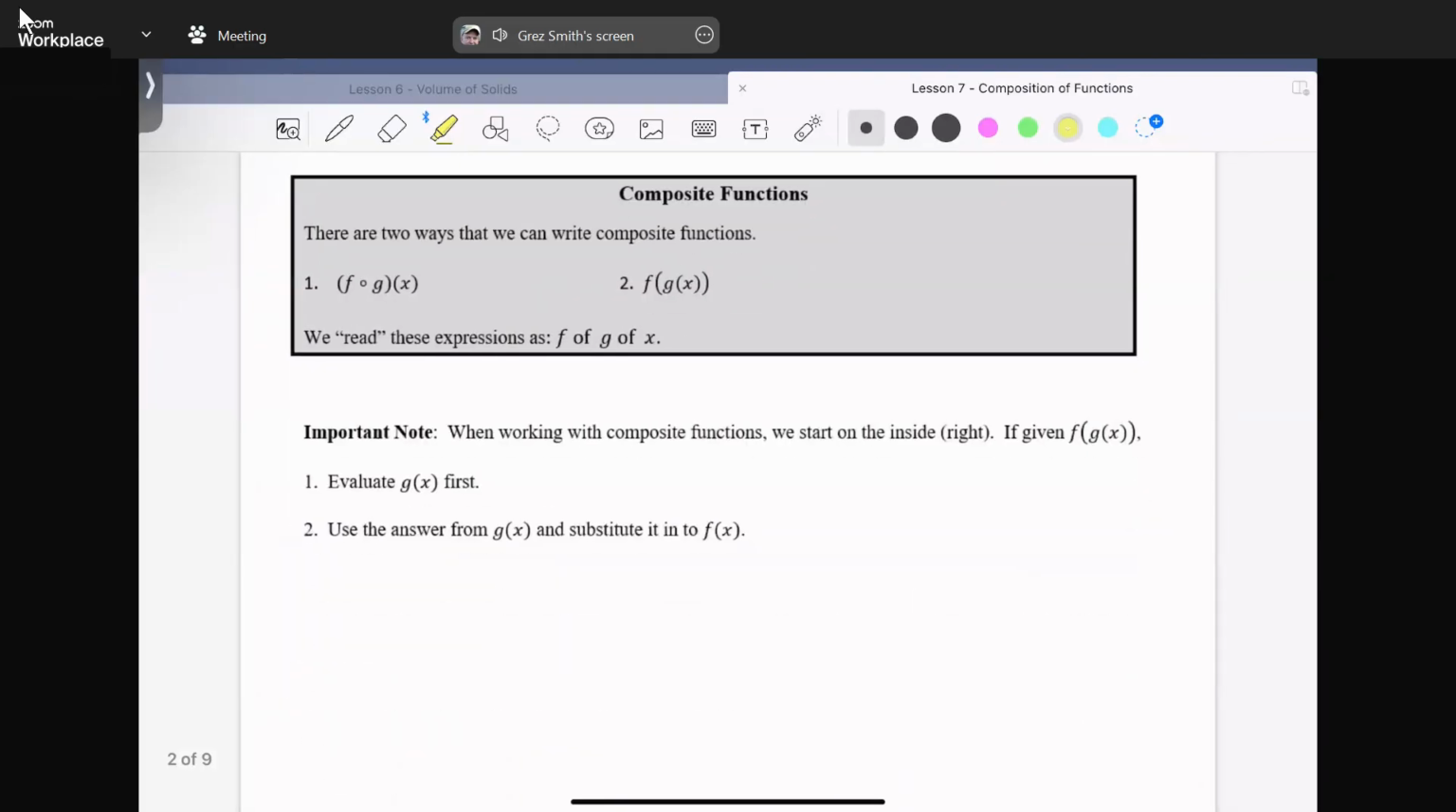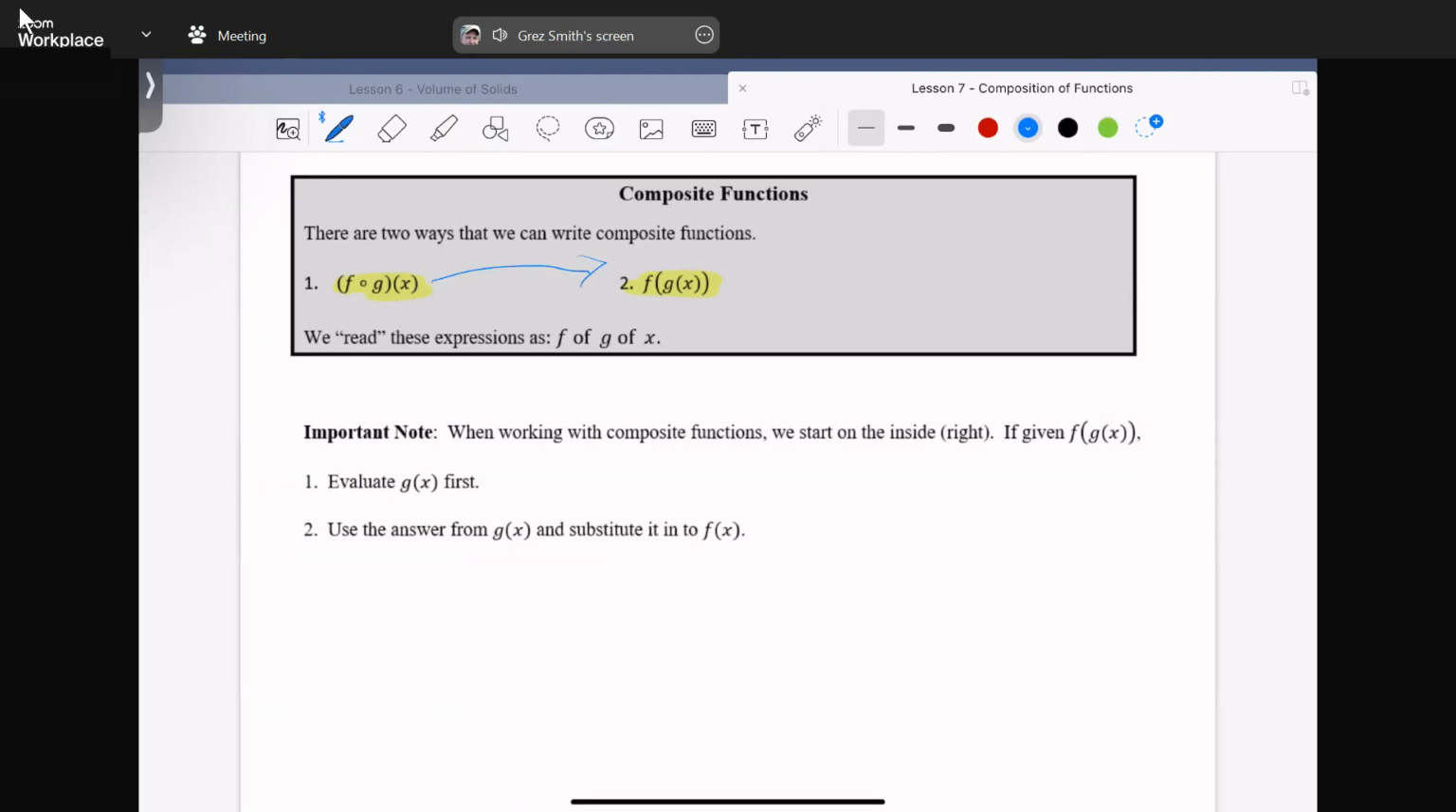So just to remind you, hopefully you've seen composite functions before. We do this in IM2, early on, composition of functions. And there's 2 ways that we can read it. We can have this format, a notation, which means f of g of x. And then we can use this format. I think this format is a bit easier, f of g of x. I generally will convert from that format into this format.